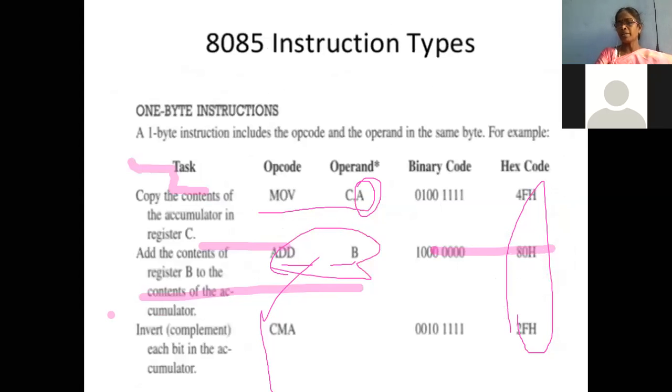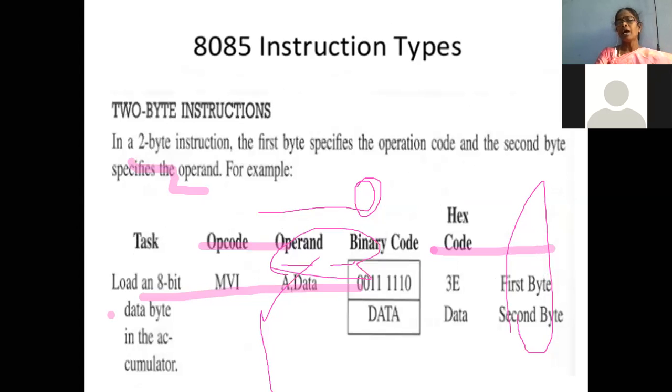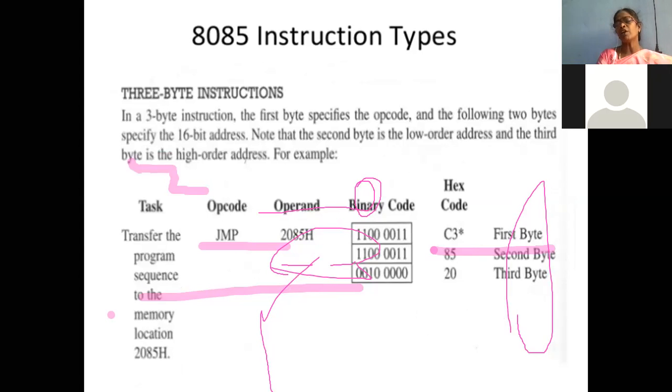What is a 1 byte instruction? It is when an operation happens between two registers. A 2 byte instruction is when external, immediate data is to be given. And a 3 byte instruction is when you switch over to a particular memory address, like the 2085 address. Jump and call instructions are called 3 byte instructions.